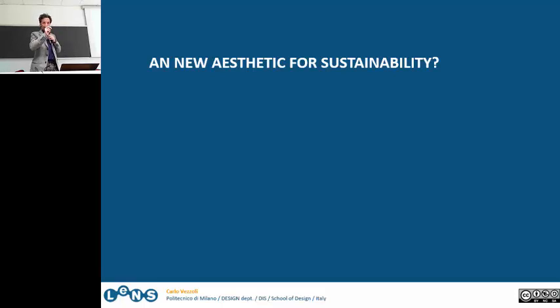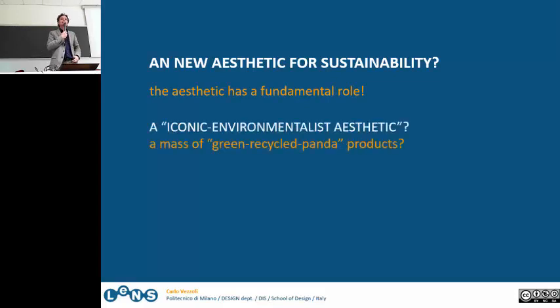But about the aesthetic, listen, this is really our reality. Aesthetic is ours, isn't it? Yes. It's not the only one, but it's ours. And it's very important for the reason that I said. But I have to clarify a few things. The aesthetic has a fundamental role, but many times there is a misunderstanding of what the aesthetic of sustainability really is.